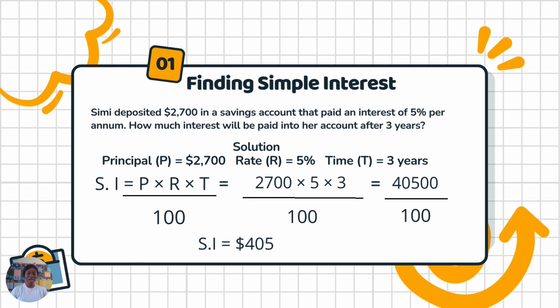So that's our principal. Rate is how much percent we are returning to her. They said 5% per year. Then how long is she dropping that money for? 3 years. So let's go ahead and solve it.